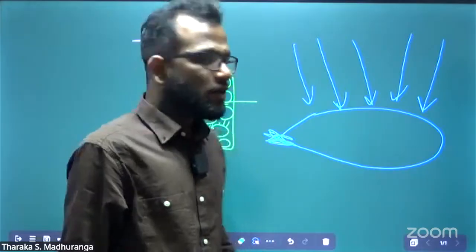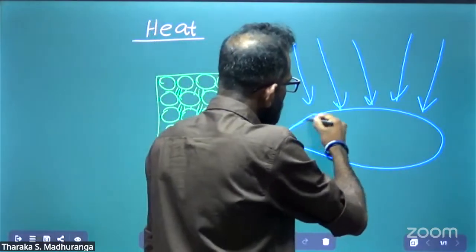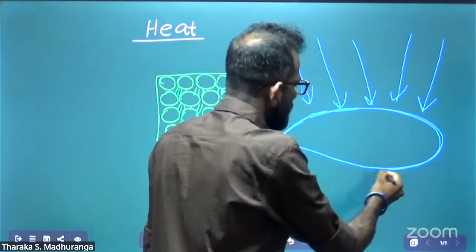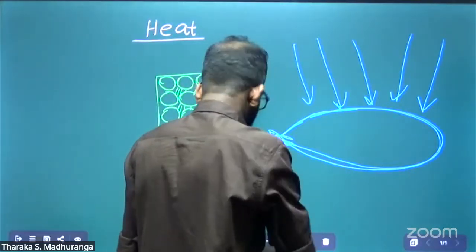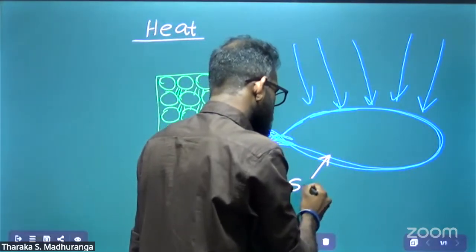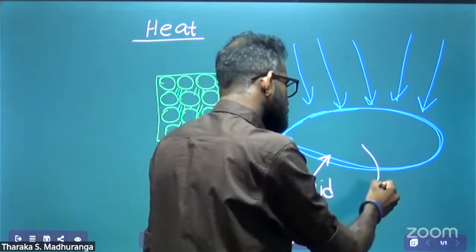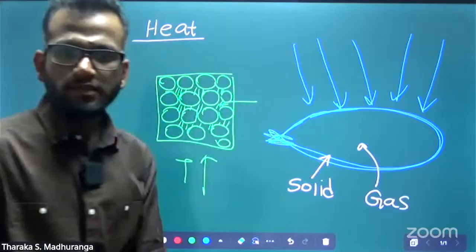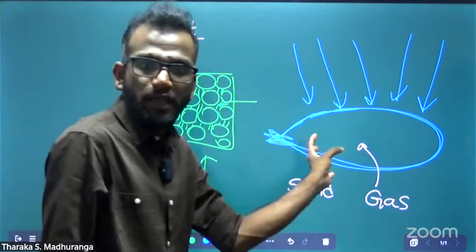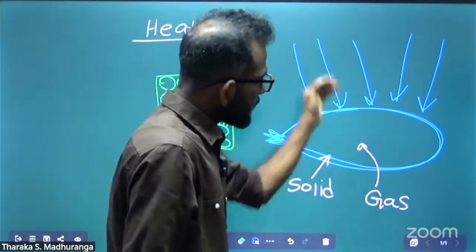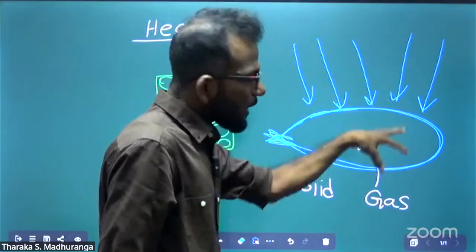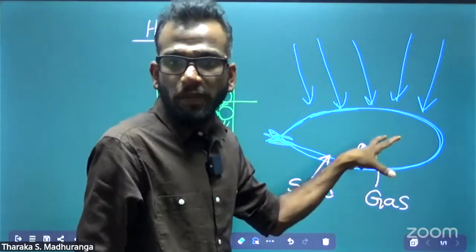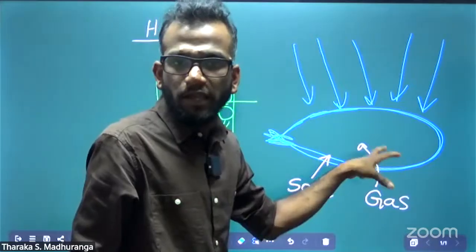Now you know the layer of the balloon is a solid. Inside this solid layer, this is gas. Now what happens? When the temperature increases, the balloon volume increases. It is solid expansion. The balloon volume is increasing.